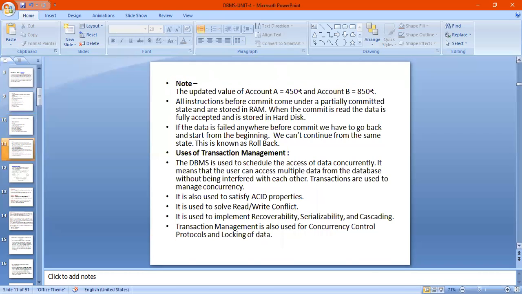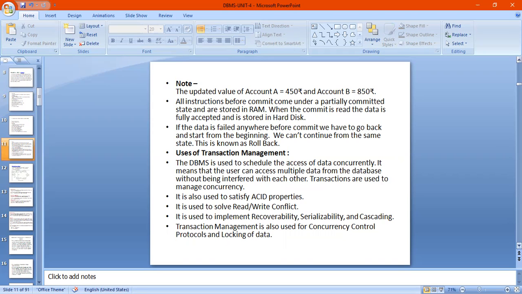Note, the updated value of A is 450 rupees and the account of B is 850. All instructions before commit come under the partially committed state and are stored in RAM. RAM means random access memory. When the commit is read, the data is fully accepted and stored in the hard disk. If the transaction fails anywhere before commit, we have to go back and start from the beginning. We cannot continue from the same state. So this is called rollback.